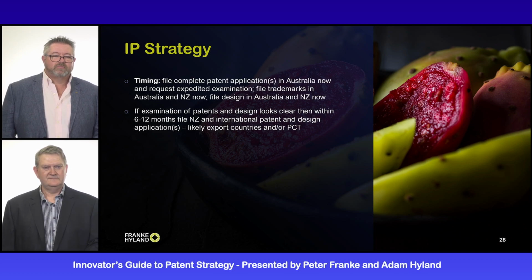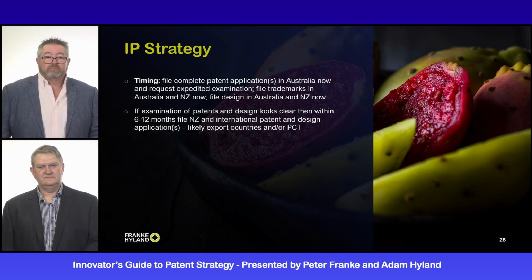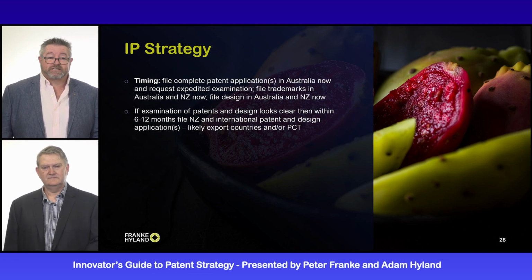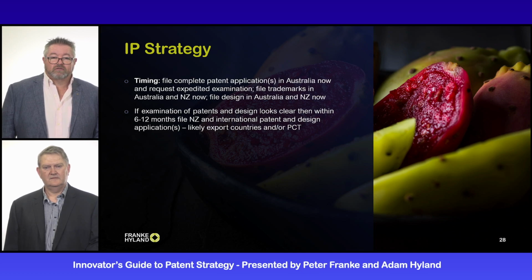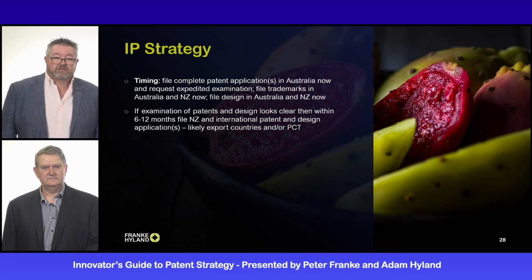So for the PME product, because we're in the market right away, we don't need to delay. So we would file a complete application in Australia now and we'd request expedited examination. We'd also file trademarks in Australia and New Zealand right now, and file any design applications for the shape of the product in Australia and New Zealand now. If examination of those is looking good during that next 6 to 12 month period, we would then look at filing the international patent and design applications, thinking about the likely export countries, and keep our options open for those countries for that next 30 months.